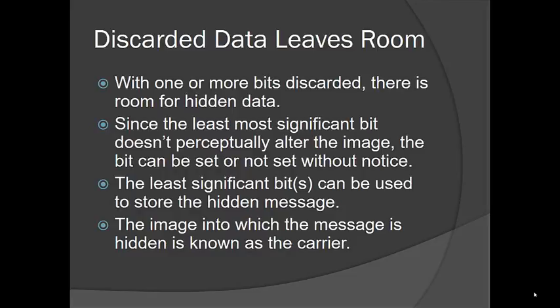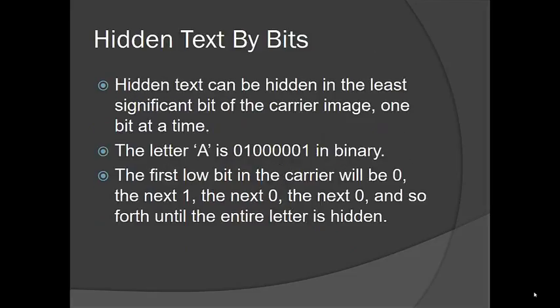So the carrier is one file, and the message is either a separate file, or just a message you might have inserted with some sort of program. Hidden text can be hidden in the least significant bit of the carrier image 1 bit at a time. Take, for instance, the letter A, which is decimal value 65, or in binary, 01000001. The first low bit in the carrier will be 0, the next 1, the next 0, the next 0, and so forth until the entire letter is hidden.